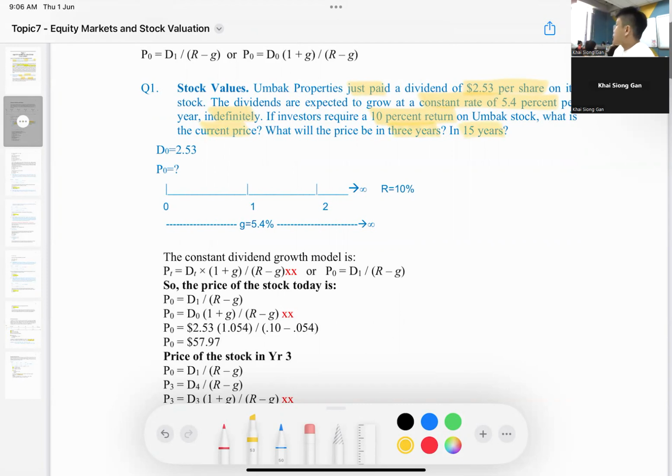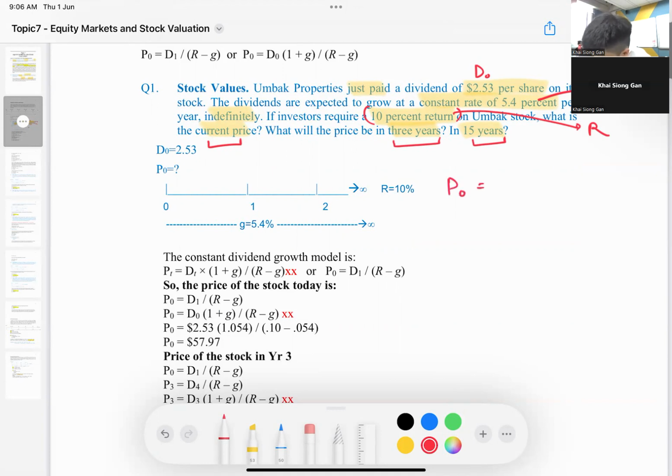So what formula should you use? Constant growth method. First of all, there are a lot of questions here. Just paid means D0. This is D0, and this is my G. This 10% is my R. I have 3 questions to calculate: current price, 3 years, and 15 years. So how do you do it? You see the formula here. So I have to use this formula.